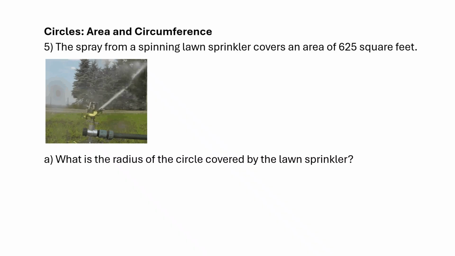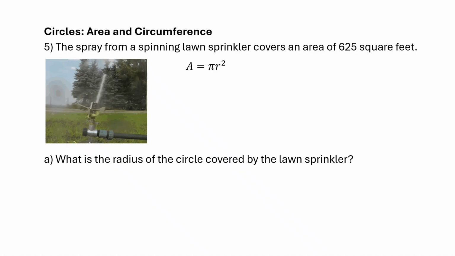This looks fun. So it's summer. We got a lawn sprinkler out and it covers an area of 625 square feet. What's the radius of the circle covered by the lawn sprinkler? Okay. Well, you were already given area, so let's use that formula.